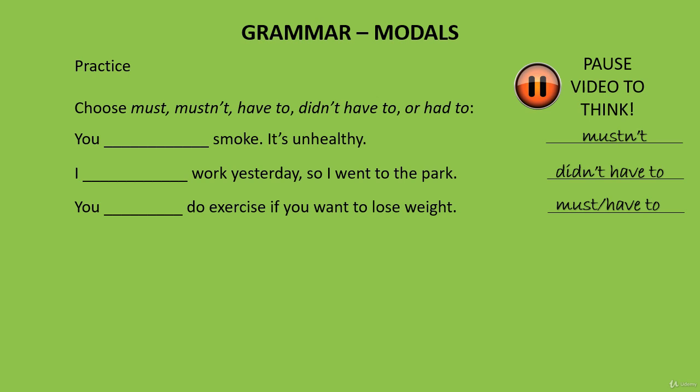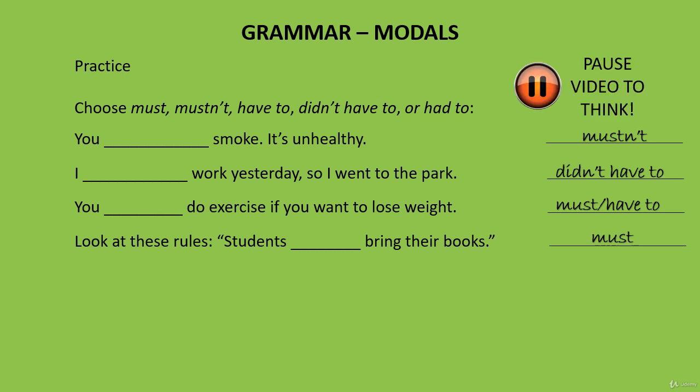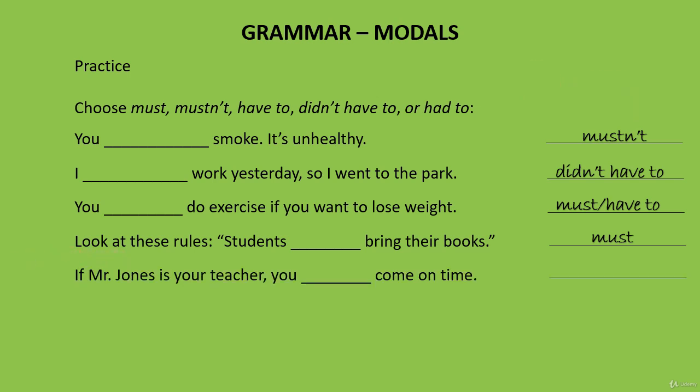You must do exercise if you want to lose weight. Or we can use have to. This is personal and it's scientifically proven. Either is possible here with no difference in meaning. Students must bring their books. This is a written rule. We're looking at this written rule in a book or on a poster on the wall. You have to come on time. This is a rule, but we're not quoting a written rule here. We're just saying, this is Mr. Jones's rule.